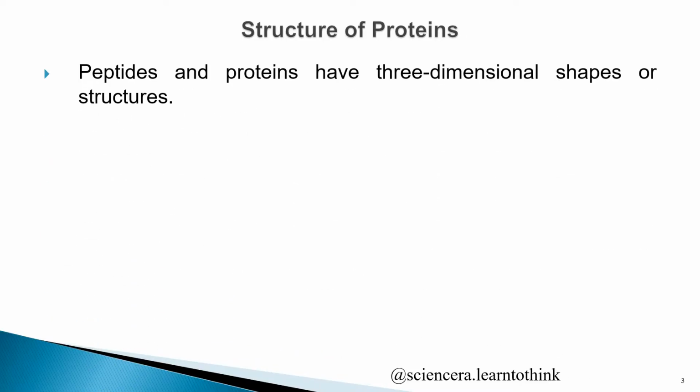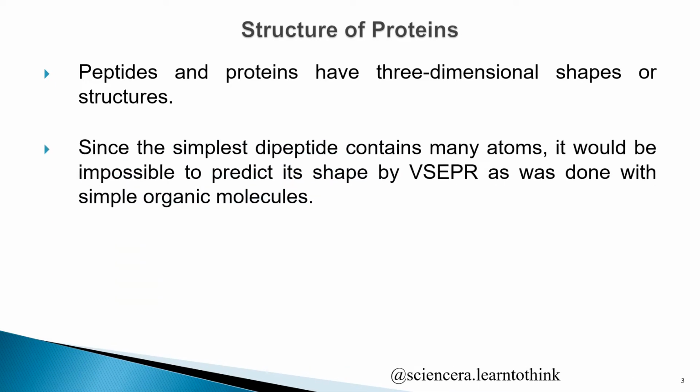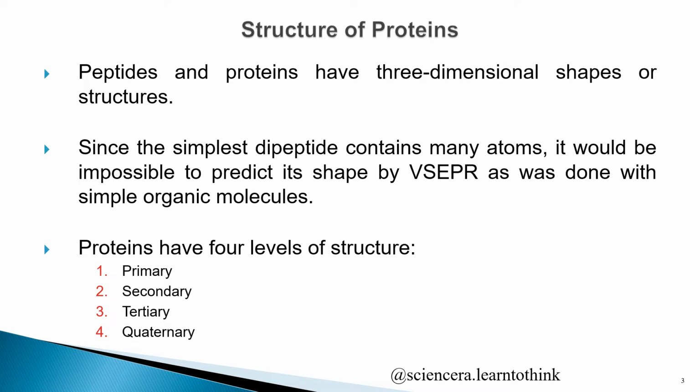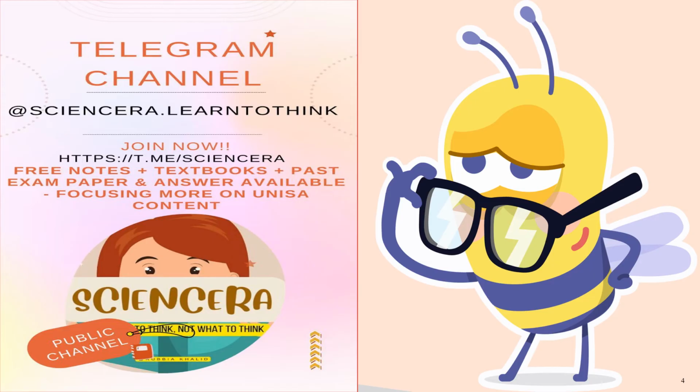Structures of proteins. Peptides and proteins have 3D shapes or structures. Since even the simplest dipeptide contains many atoms, it would be impossible to predict its shape by VSEPR, as was done with simple organic molecules. Proteins have four levels of structure: primary, secondary, tertiary, and quaternary.